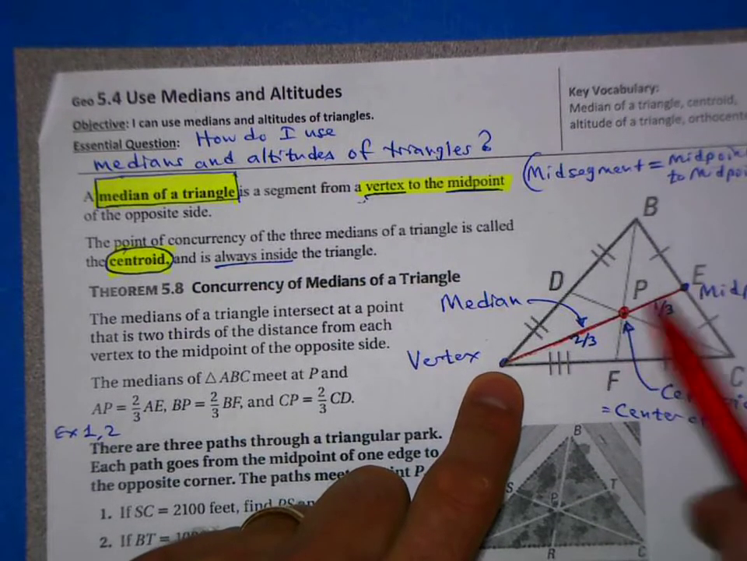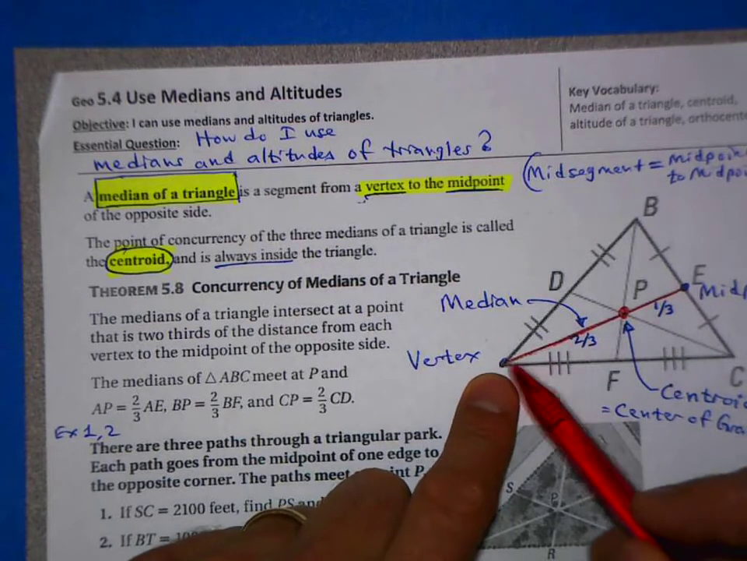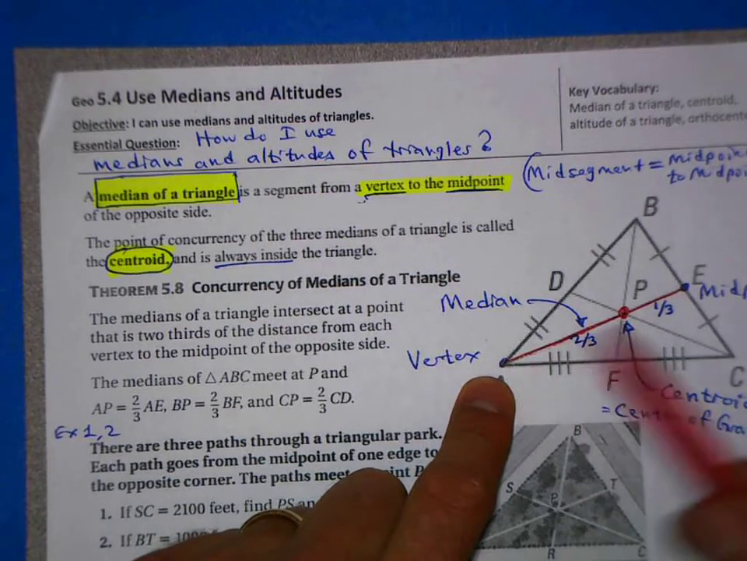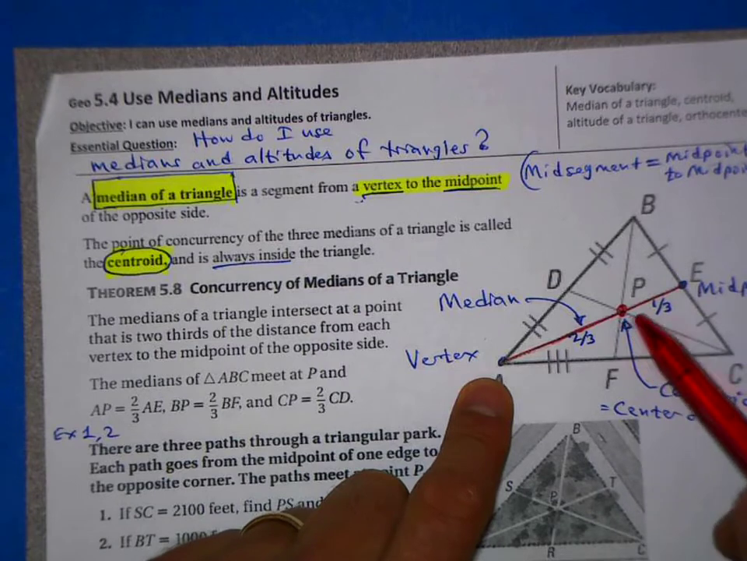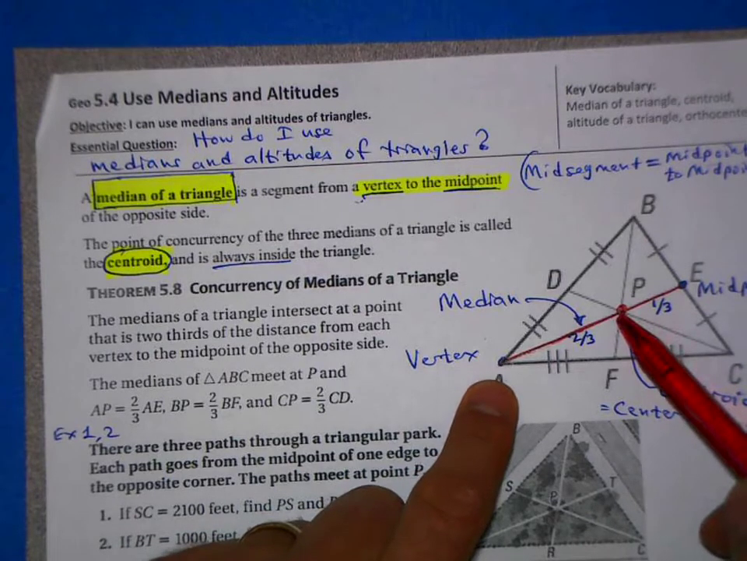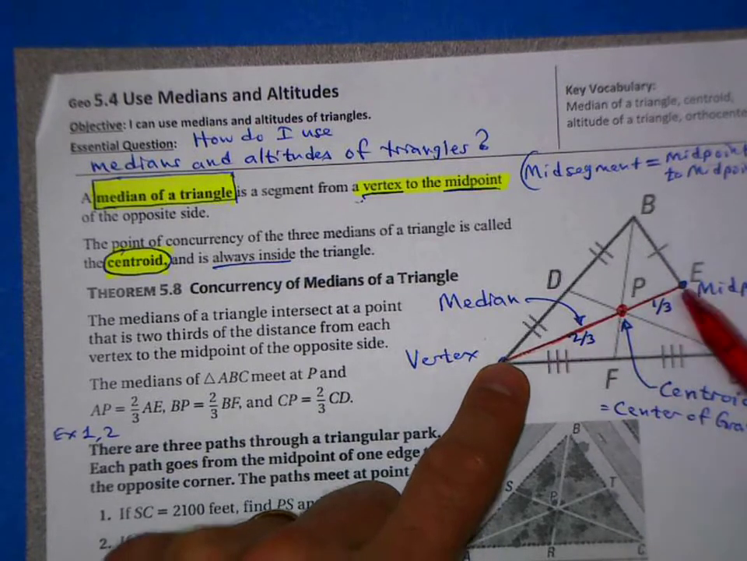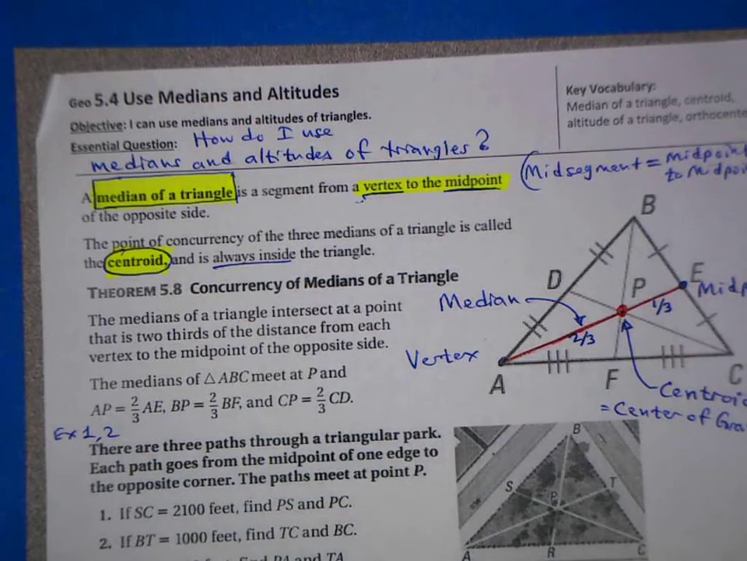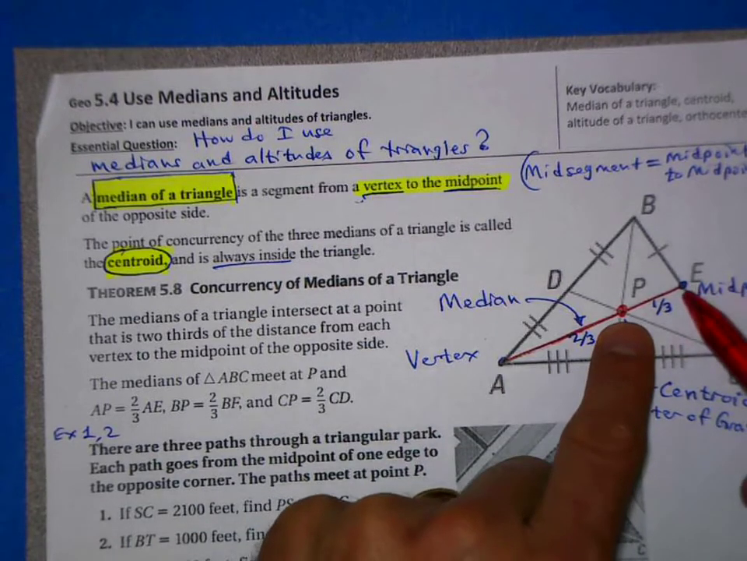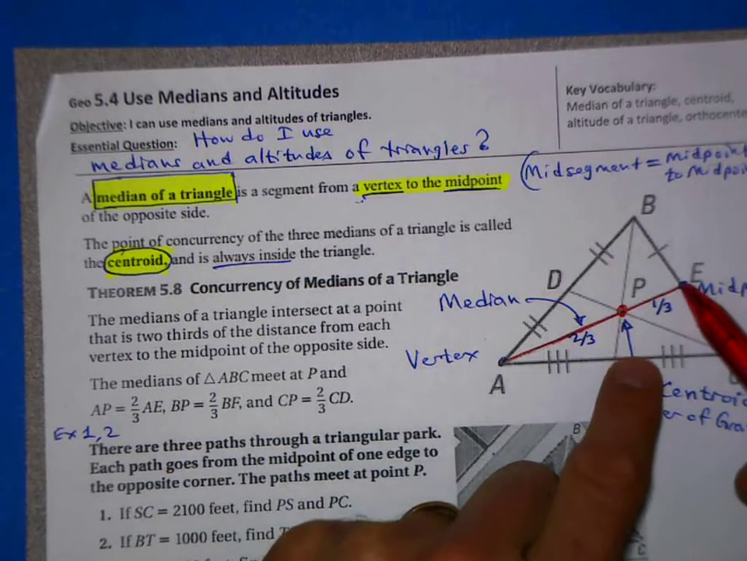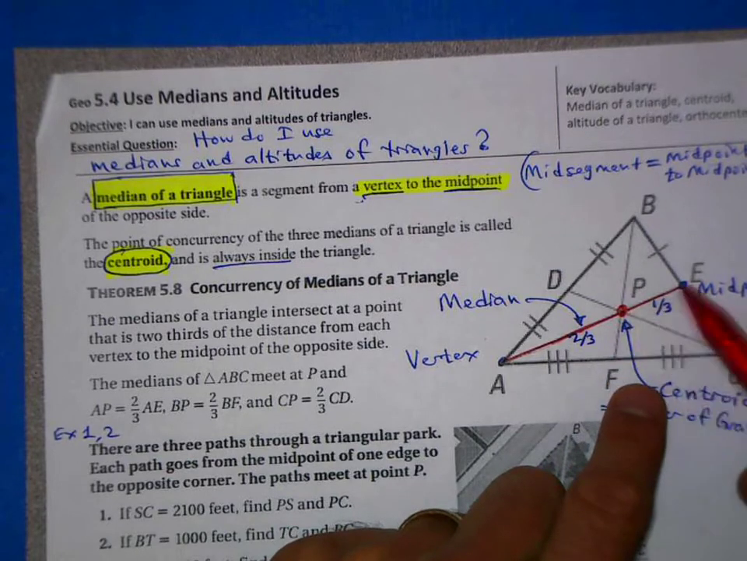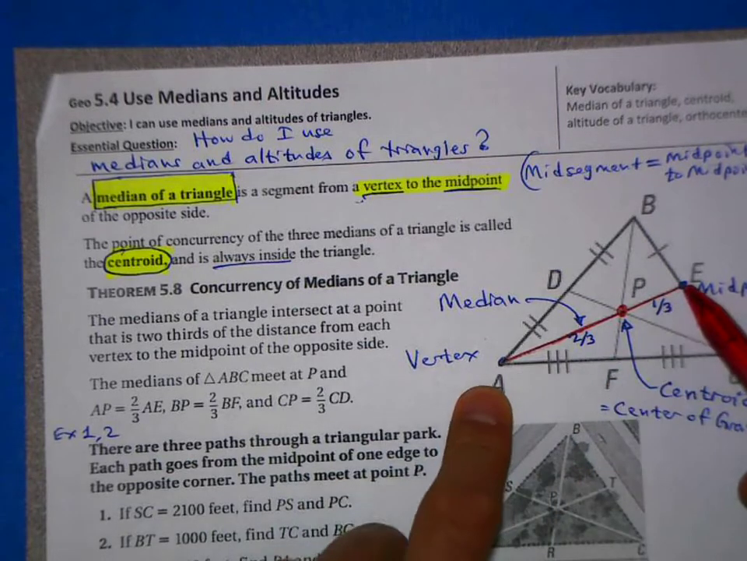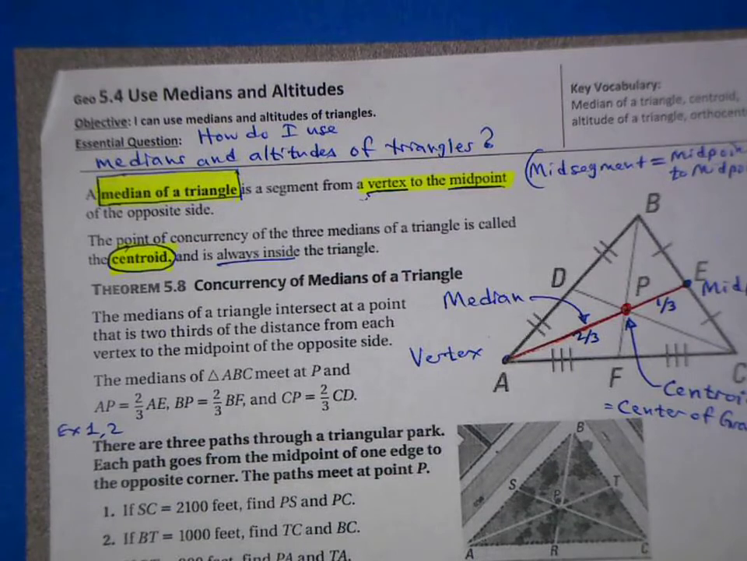So it will always be that this segment from the vertex to the centroid is 2/3 of the distance of the whole median. Or you could say it the other way, that the distance from the midpoint to the centroid is 1/3 of the entire length of the median.